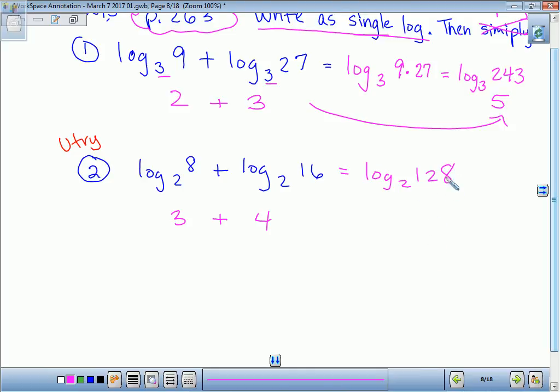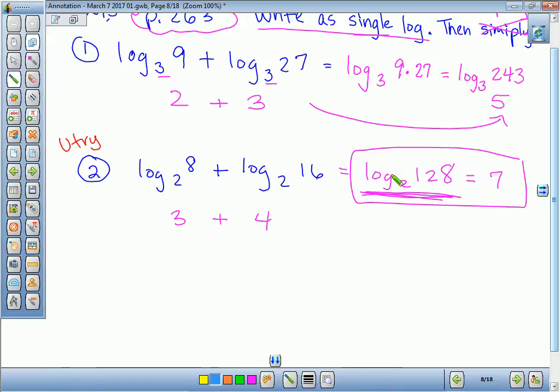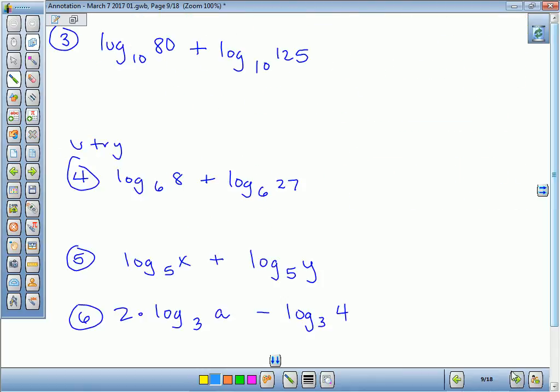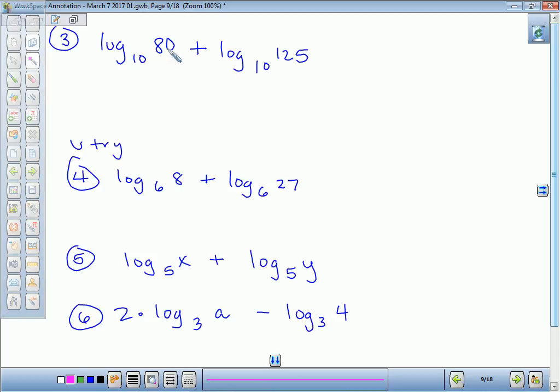Okay. And log base 2 of 128. Those of you that still have your calculators out, do 2 to the 7th. I can tell you right now, it is. Okay. So this is condensed to a single log. That's what this part is. And this one happens to simplify. Will they all? No. Many of the problems we do will stop right here. They will not simplify further. This one happened to. Okay, now this one. I don't know what power to raise 10 to get 80.